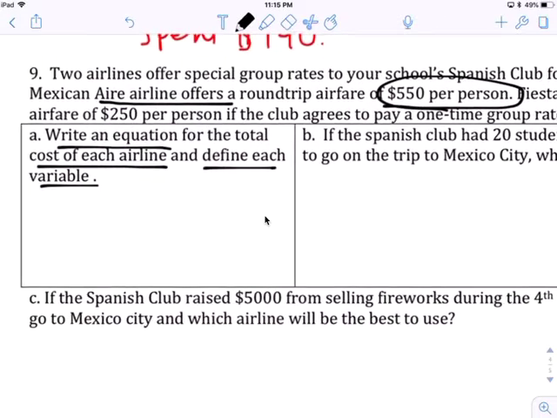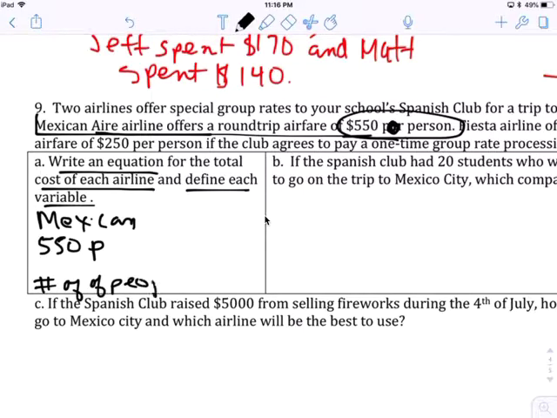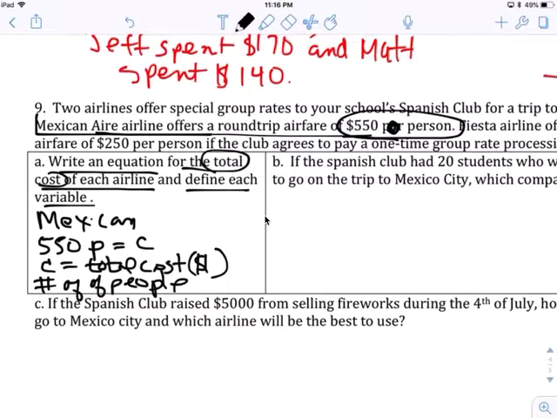So first, Mexican Air. Per means times, okay? Times the number of people here. Mexican Air is 550 P, where P is the number of people that's going. Equal, they want the total cost. C represents the total cost in dollar amount.